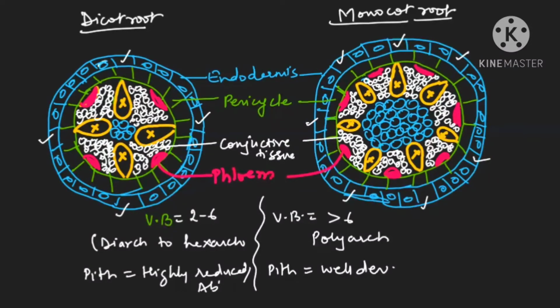So I hope this much of the topic is clear to you. The difference between the dicot and monocot root with respect to the internal structure.